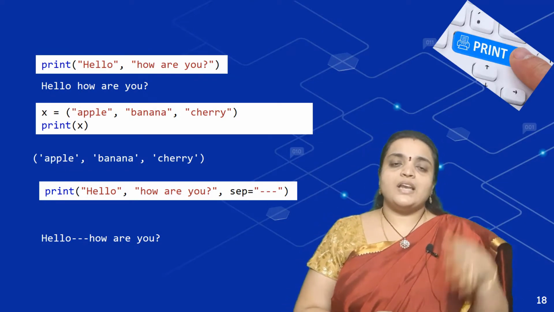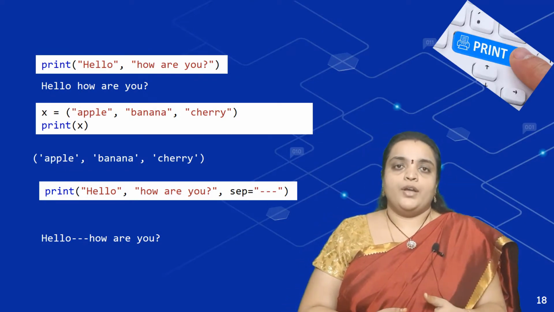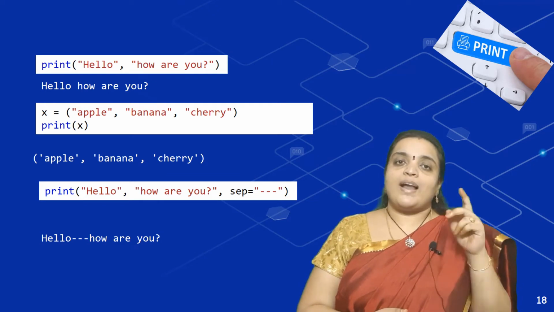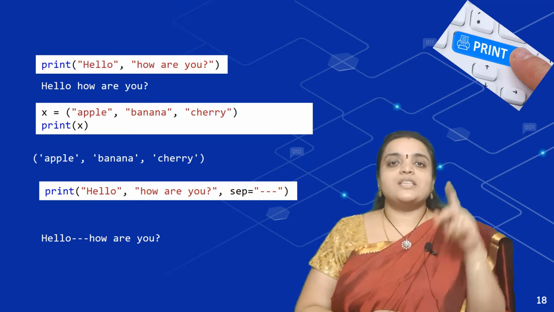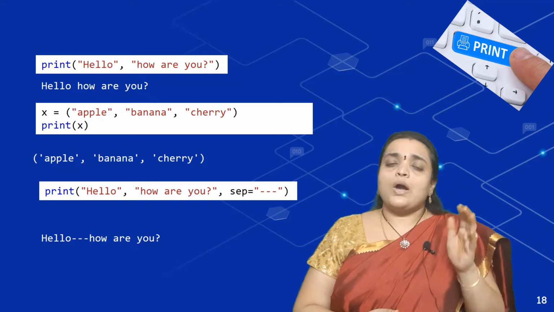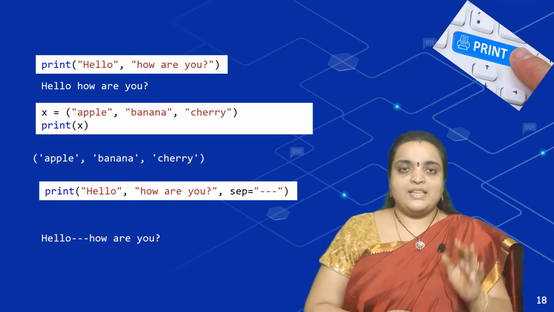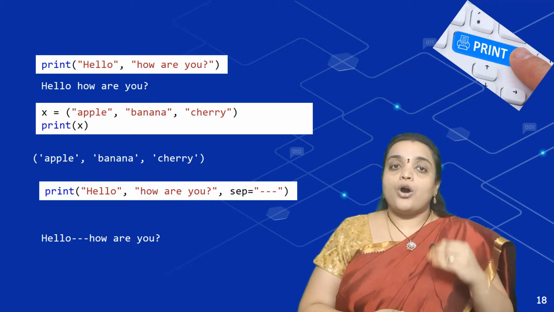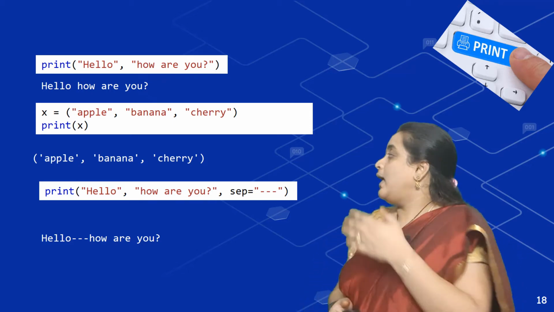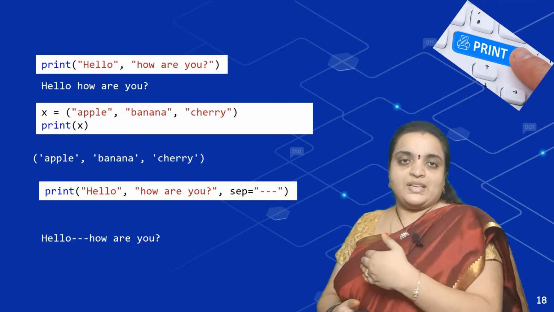So here, students, in our first example, what have we done? We have given two objects. One is hello. Another one is how are you. Those objects can be separated by a comma. There is no problem at all. Is that clear, students? So what is the output of that print function? Hello, how are you? Is that clear?